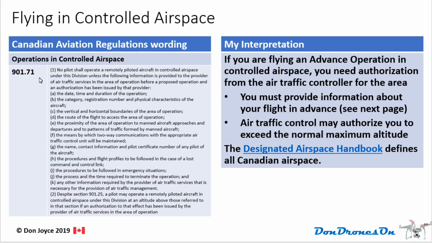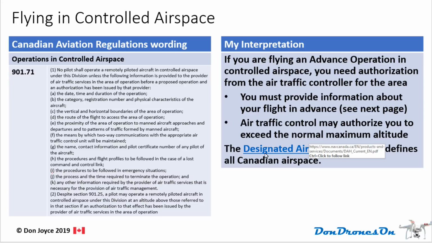Regulation number 90171 is some detail about operating in controlled airspace. So if you're flying an advanced operation in controlled airspace, you need authorization in advance from the air traffic controller, sometimes referred to as the provider of air traffic services, for the area you're flying. You must provide information about your flight in advance, and I'll show you the long list of details on the next page. And it mentions specifically in the regulation that air traffic control may authorize you to exceed the normal maximum altitude if that's part of your desired flight for this operation.